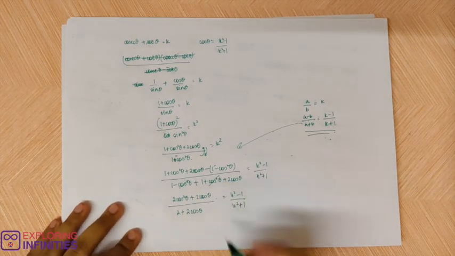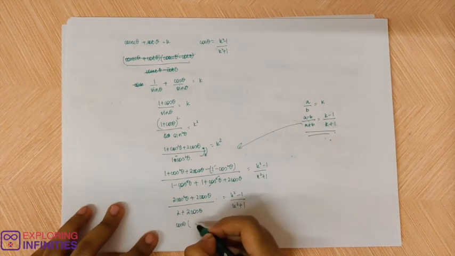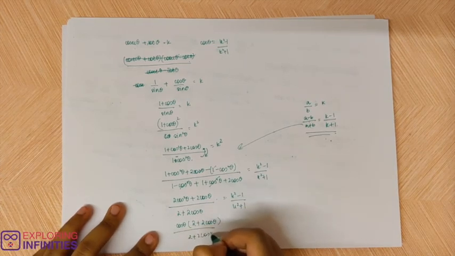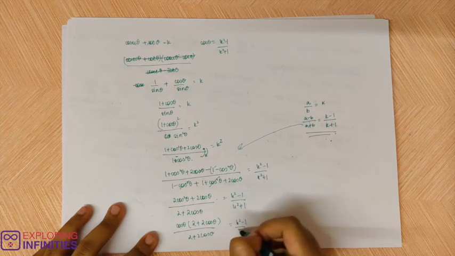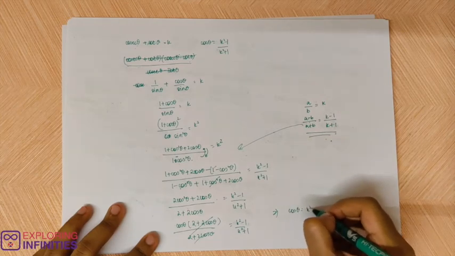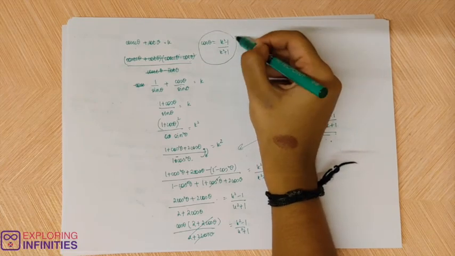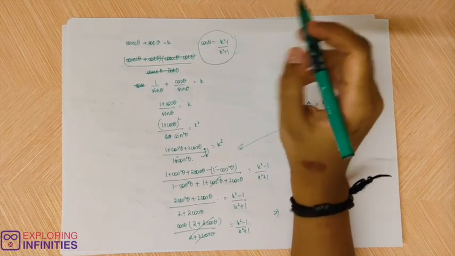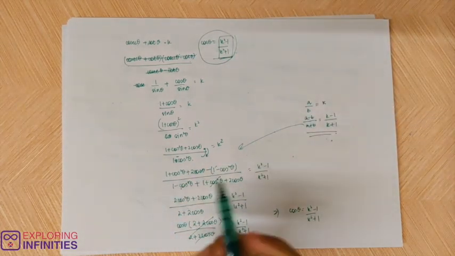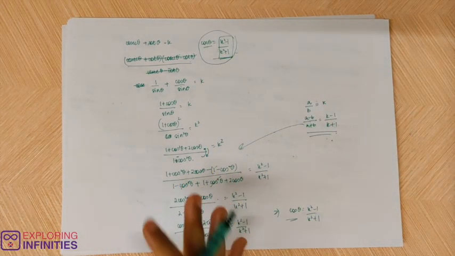So now let's take cos theta common here. So cos theta into 2 plus 2 cos theta by 2 plus 2 cos theta is equal to k square minus 1 by k square plus 1. So that implies cos theta is equal to k square minus 1 by k square plus 1. So whenever there is a question of proving, you should always manipulate the data in such a way that you get your solution. And then later on when you solve your LHS, you'll automatically get the desired value, that is cos theta. So in questions like this, it's very important that you do that.